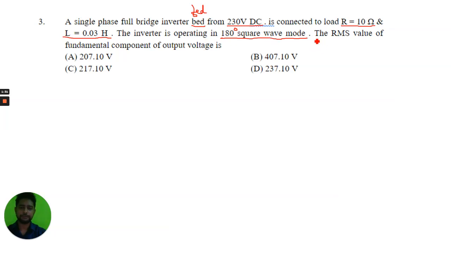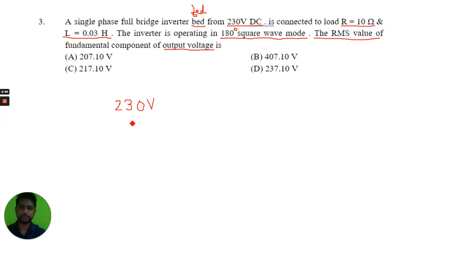Now what do we have to do? The question is, we have to find out the RMS value of the fundamental component of output voltage. So we have to find out the RMS value of the output voltage. So what is the voltage that is fed into the full bridge inverter? That is equal to 230 volts. So let us note it down, it is 230 volts.